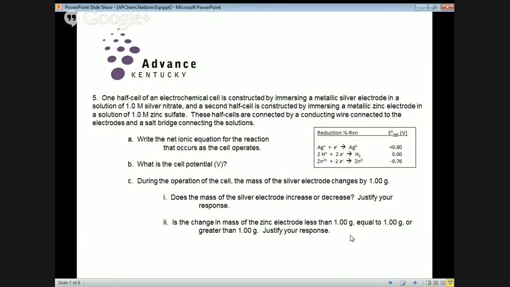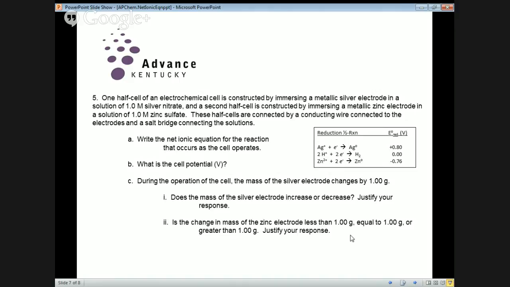So we've got a half cell of an electrochemical cell constructed by immersing a metallic silver electrode in a solution of 1 molar silver nitrate. And a second half cell is constructed by immersing a metallic zinc electrode in a solution of 1 molar zinc sulfate. These half cells are connected by a conducting wire connected to the electrodes and a salt bridge connecting the solutions. And as it almost always starts out here, write the net ionic equation for the reaction that occurs as the cell operates. That's kind of our theme today.